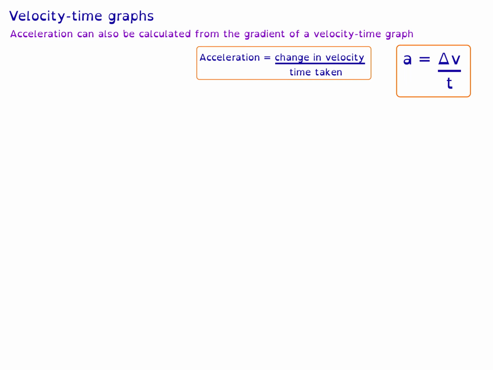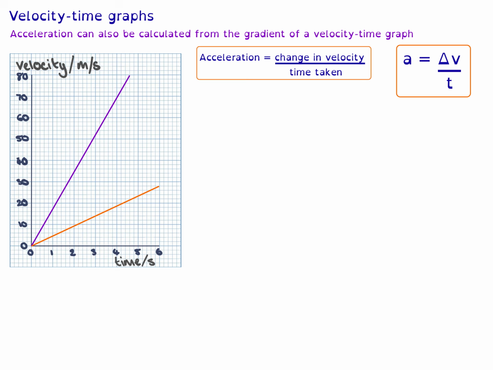Acceleration can also be calculated from the gradient of a velocity time graph. Here is our velocity time graph. We have velocity on the y-axis and time on the x-axis. Our purple line here, if we take the gradient of this, our change in velocity is 0 to 80, so 80, and our change in time is 0 to 4.6, so 4.6 is our change. So 80 divided by 4.6 equals 17.4 meters per second squared.